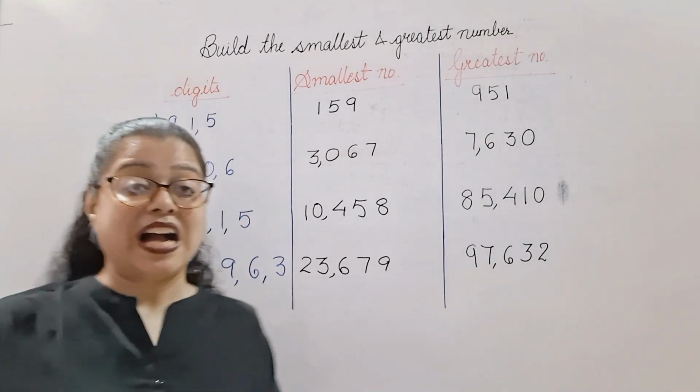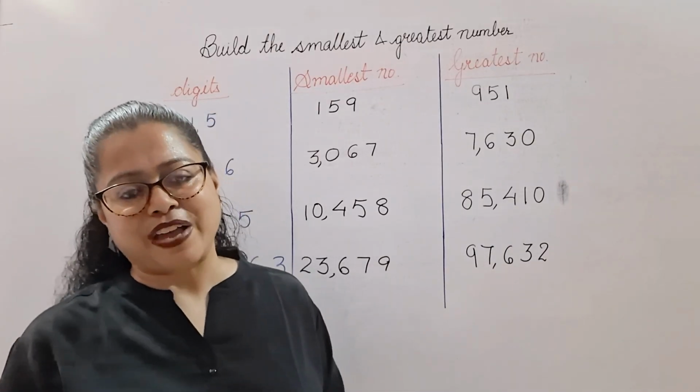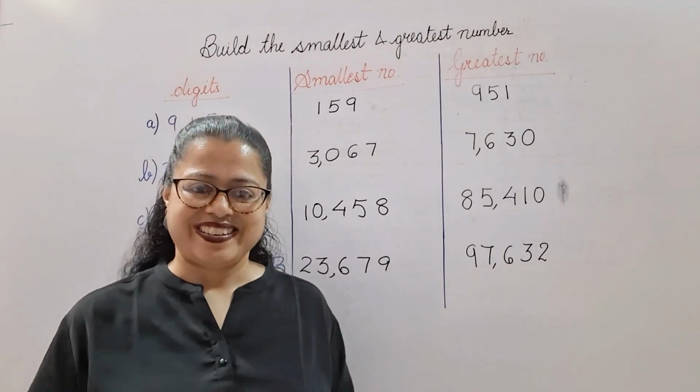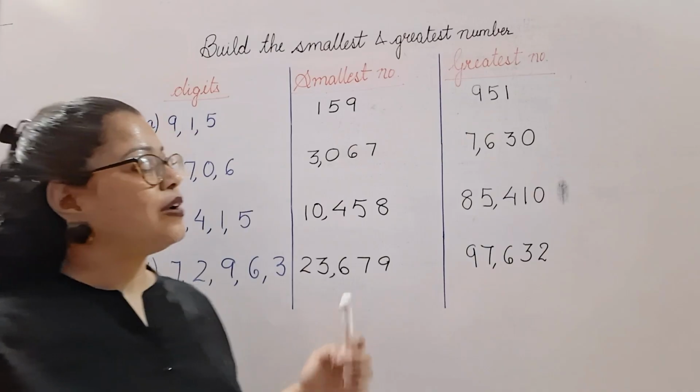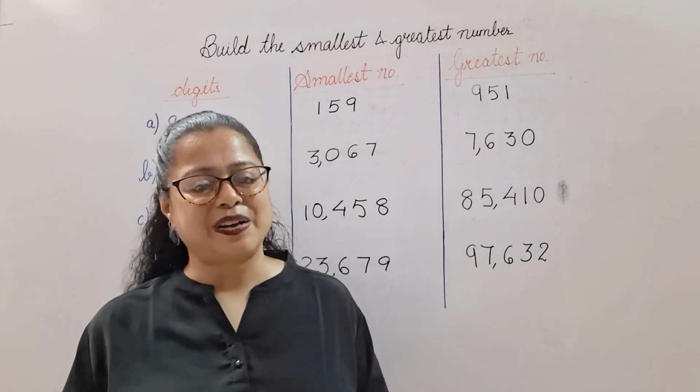So never ever start with 0. कभी भी 0 से स्टार्ट मत करो, because it does not have any value and your answer will go wrong. Okay, so I hope you all have understood how to build the greatest and the smallest number.